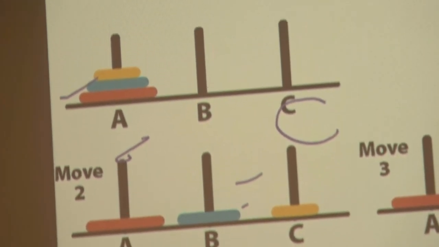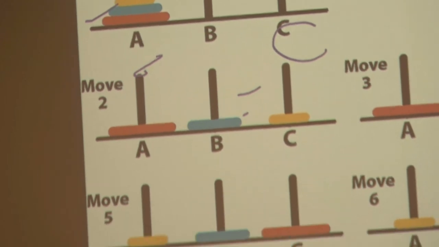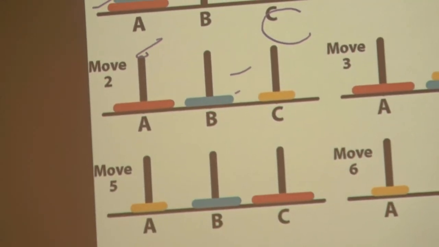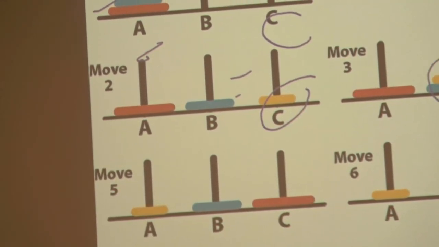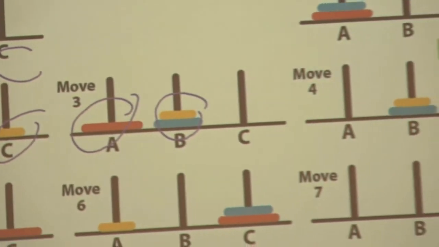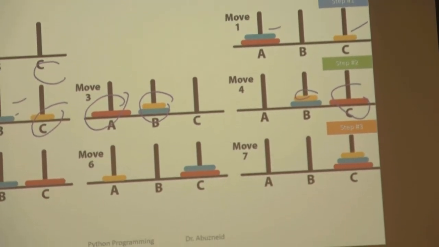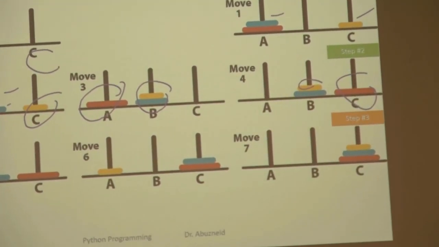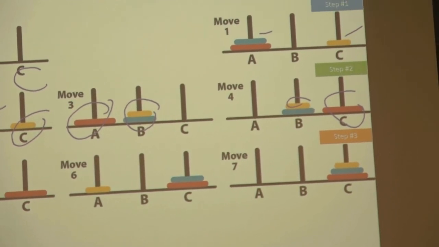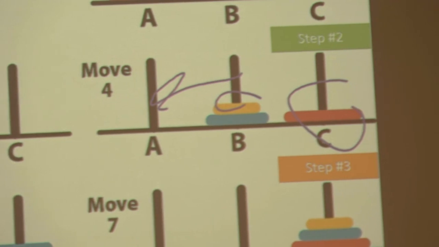Right? So now A, B, C each have 1. Then I take the one on C and put it here. Then I take the big one and put it here. Now the yellow: if I put it on top of this, it does not work because it's not in order. So I bring it back to A. So now we have C, B, and A.